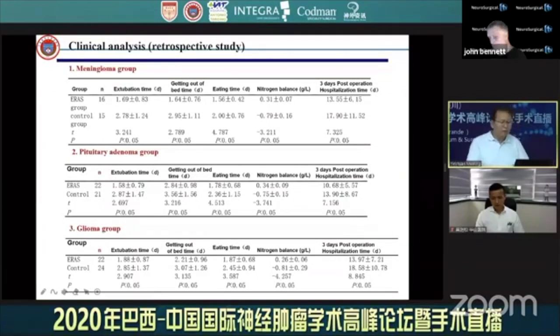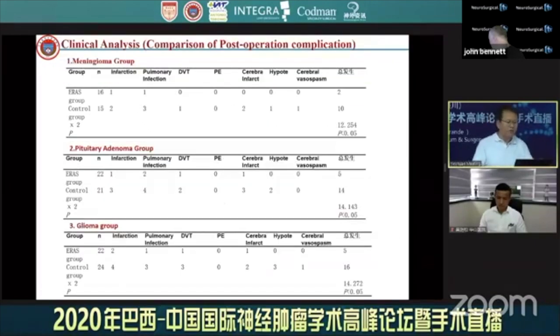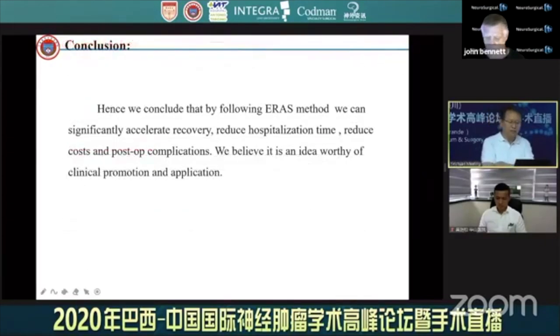We found, including this kind of details, we focus on details, everything more better, including time of eating, the nutrition balance, the 3 days of operation time, discharge time, and also we control every detail. I think such kind of case we can finish.